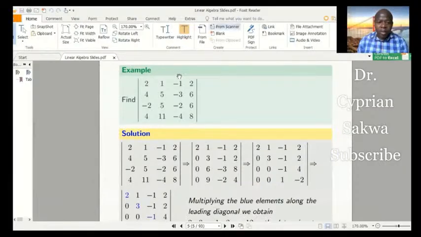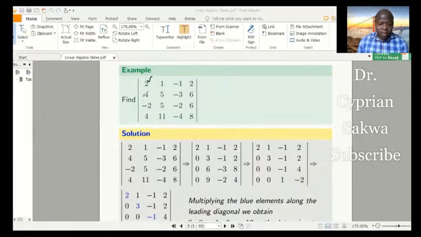I want the elements below this diagonal to be 0. The elements below that diagonal, I want them to be 0. So that's what I want. So to get these ones to be 0, I use this first element. And I want to use this element to make this one 0, this one 0, this one 0. So how do I achieve that?